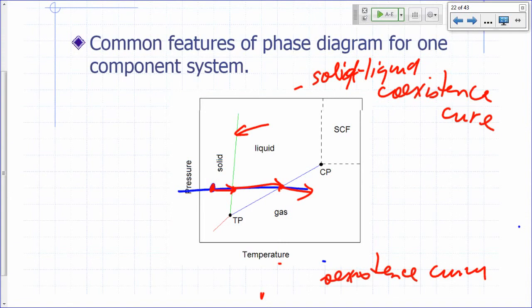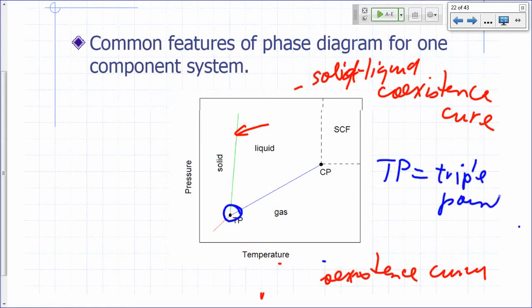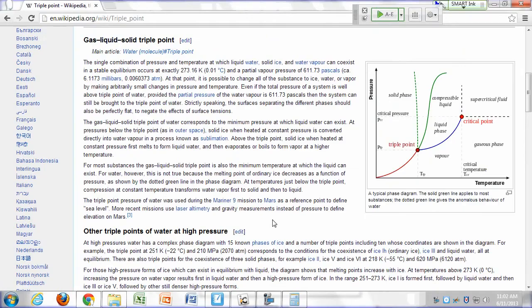Now, this point right here, down here, labeled TP, that's called your triple point. It's characteristic of a substance. It's very well defined for a given substance. It's a unique identifying property for a substance. So water has a well-defined triple point of 0.006 atmospheres. So this is the triple point of water.